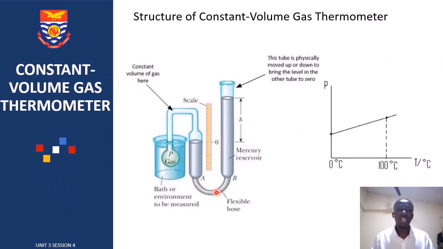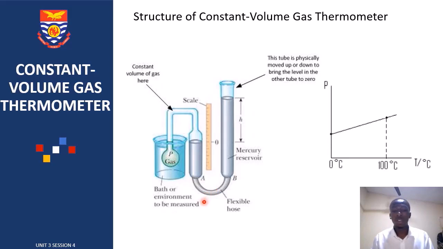Let's look at the structure of the constant volume gas thermometer. For starters, let's look at the parts here. There is a water bath or an environment to be measured here. That is our flask. And for this tube here, we have a constant gas inside here. We have also a scale here and a mercury here. So before we look, the physical change is the variation of pressure of a fixed volume of gas.